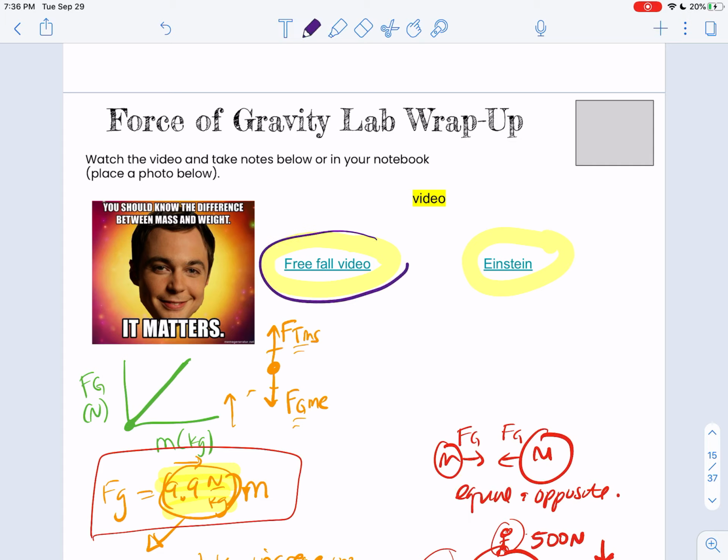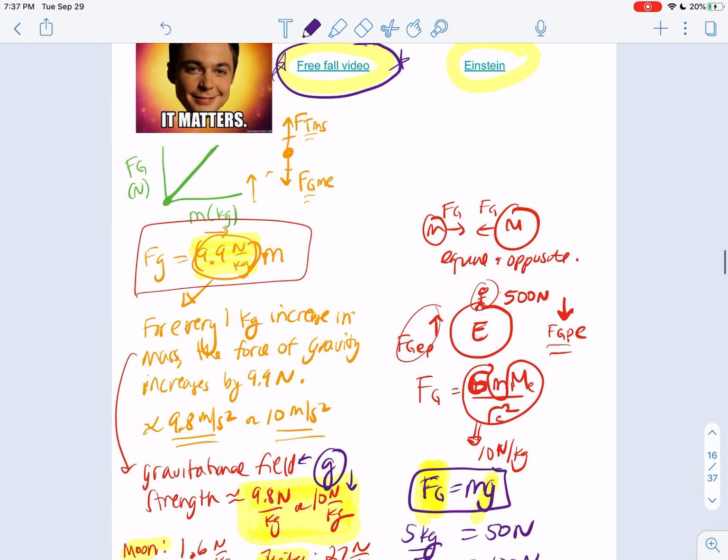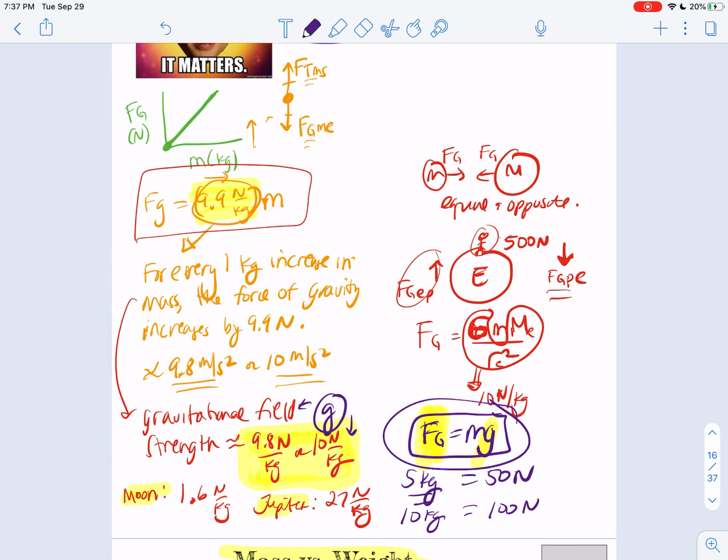The free fall thing, I'm going to try to remember to discuss at the beginning of next class because it's kind of important. But go ahead and maybe just watch that video. And I think hopefully that's it. Mainly you just need to know this equation at this point.